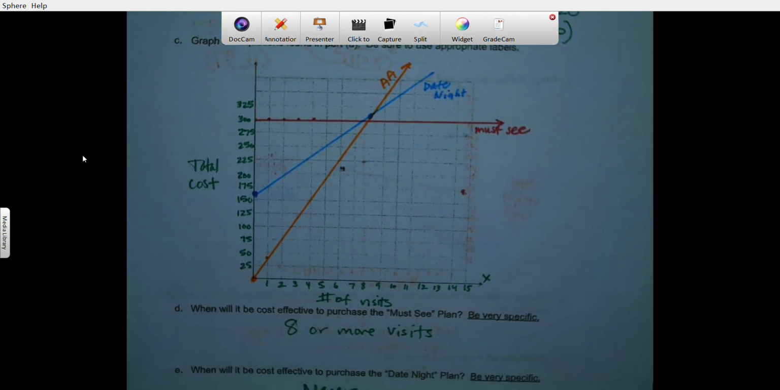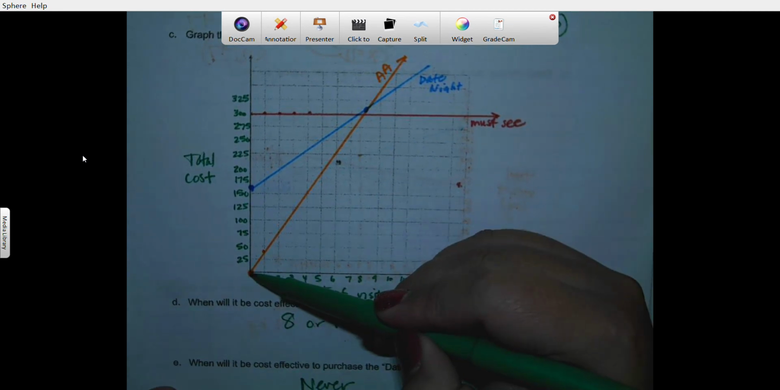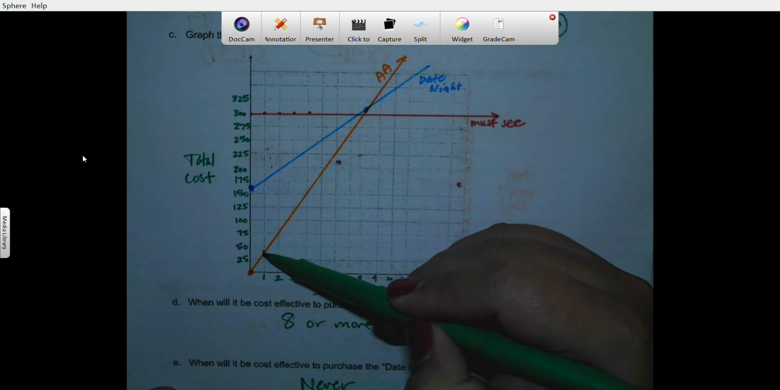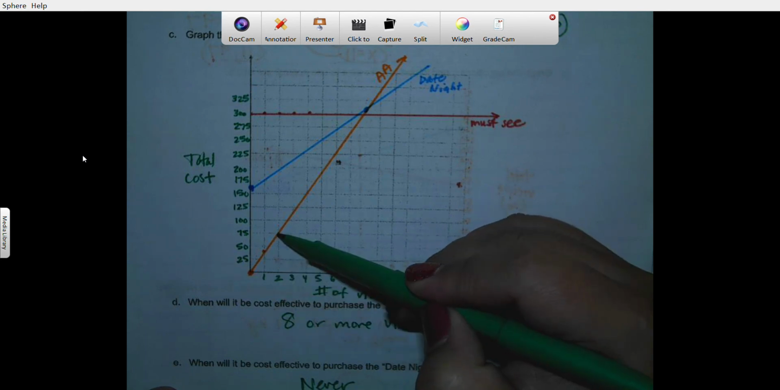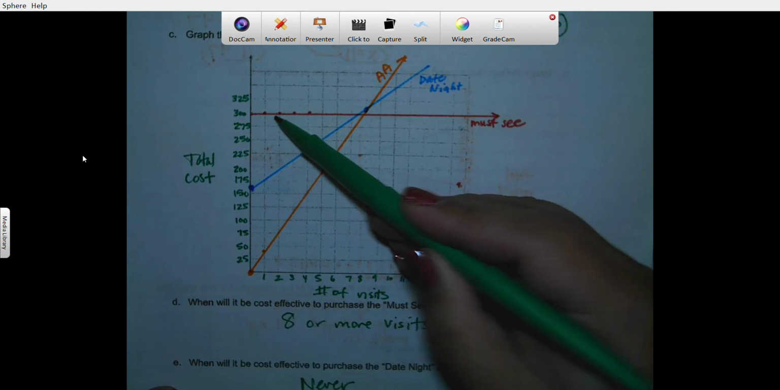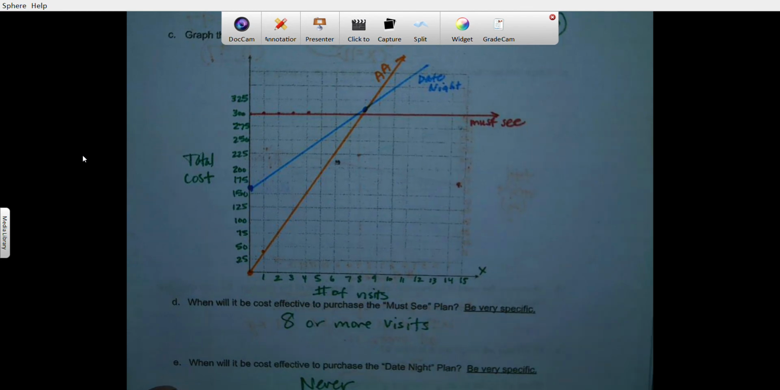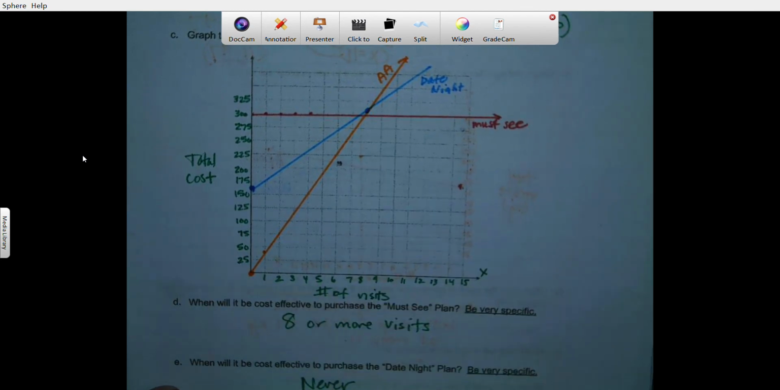How about most cost effective for Academy Award? If I go 0 times, definitely. 1 time, yes. 2 times, yeah, I'd only pay $80 instead of up here I'd pay almost $200. Here I'd pay $300. So any movies, let's see, less than 8 movies.